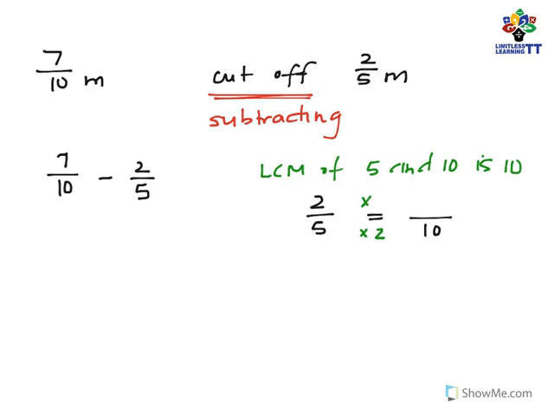So I'm also going to multiply my numerator by 2. 2 by 2 gives me 4. And so now my question is 7 over 10 minus 4 over 10. And 7 minus 4 is going to give me 3 over 10. So my final answer is 3 over 10. It's the length of ribbon remaining.